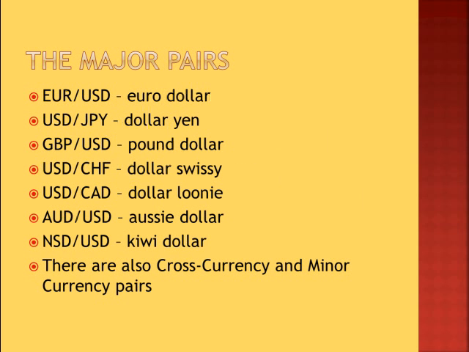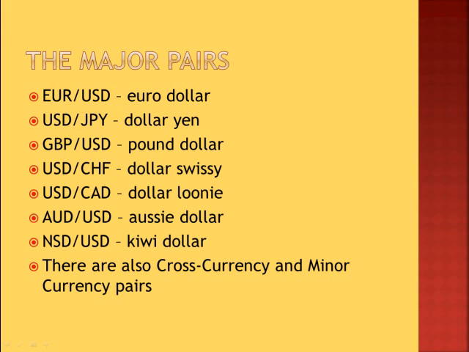We've got, again, the euro dollar, and that's how you say it. So we have the euro dollar, the dollar yen, pound dollar, dollar Swissy, where CHF is the Swiss franc. Dollar loonie, the loonie being the Canadian dollar, the Aussie dollar, and the Kiwi dollar. And there are also cross-currency and minor currency pairs. So there will be other variations because we know that there are other currencies in the world. But these are what are called the major pairs.